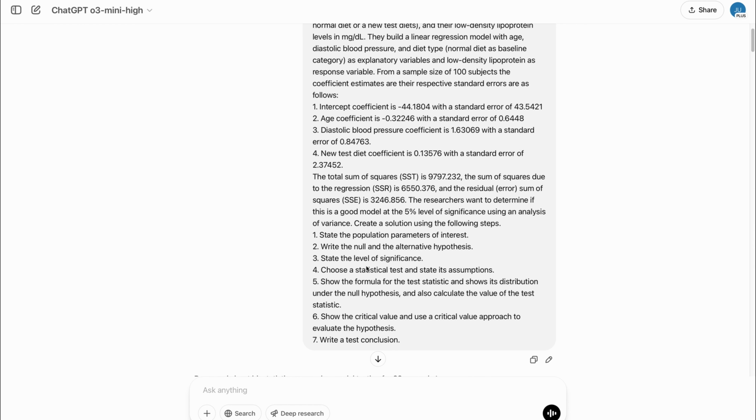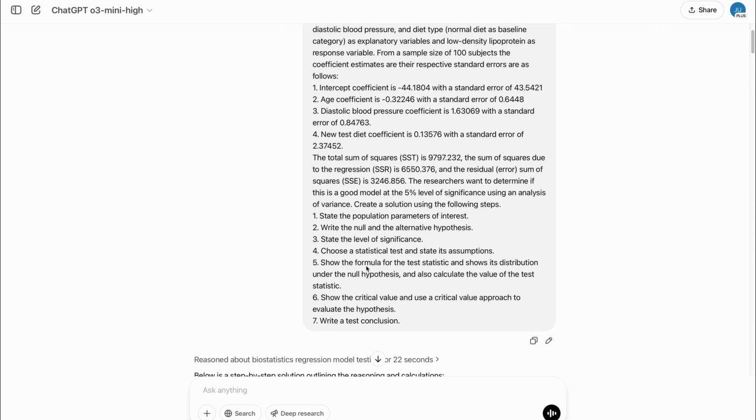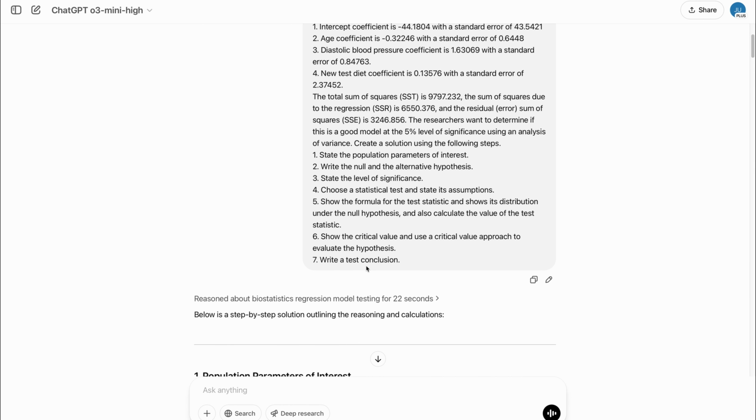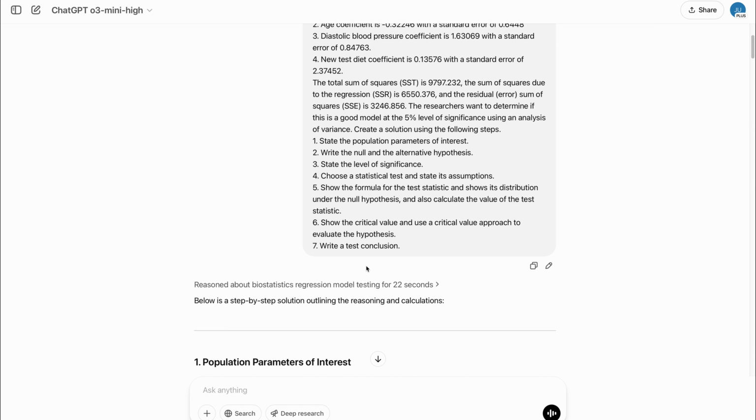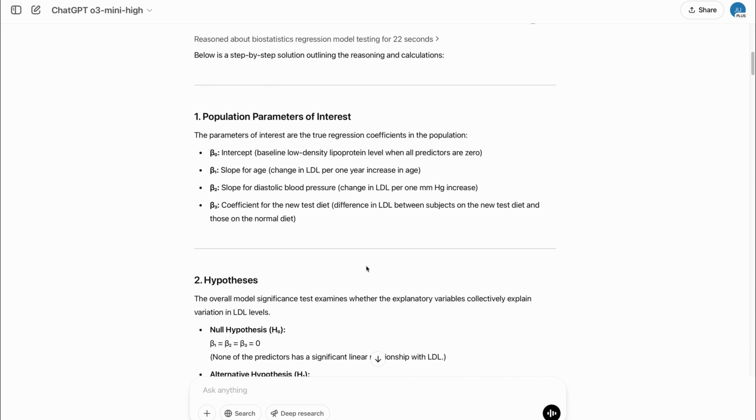I've typed those in, and that comes exactly from the problem, as you can see. Then I also wrote the total sum of squares, the sum of squares due to the regression, and the residual or error sum of squares, SSE. I write all those values in. And then finally, the researchers want to determine if this is a good model at the 5% level of significance using analysis of variance. Create a solution using the following steps, and there I've listed our 7 steps. And this is the thinking model.